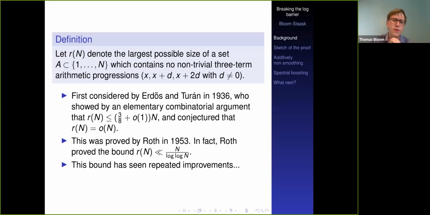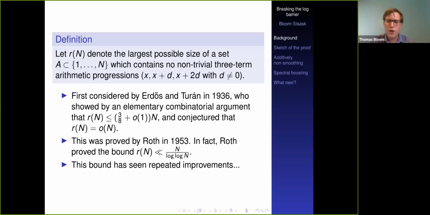This qualitative statement, that R(n) is little o of n, was proved by Roth in 1953. And curiously, the first proof of this qualitative statement actually gave fairly good quantitative upper bounds as well. In his original paper, Roth proved the upper bound R(n) is less than n over log n. I'll point out now, if you're new to the field, that this notation, less than, is the Vinogradov notation, which means less than or equal to that quantity times some absolute constant. We're not going to really keep track of absolute constants in this talk.